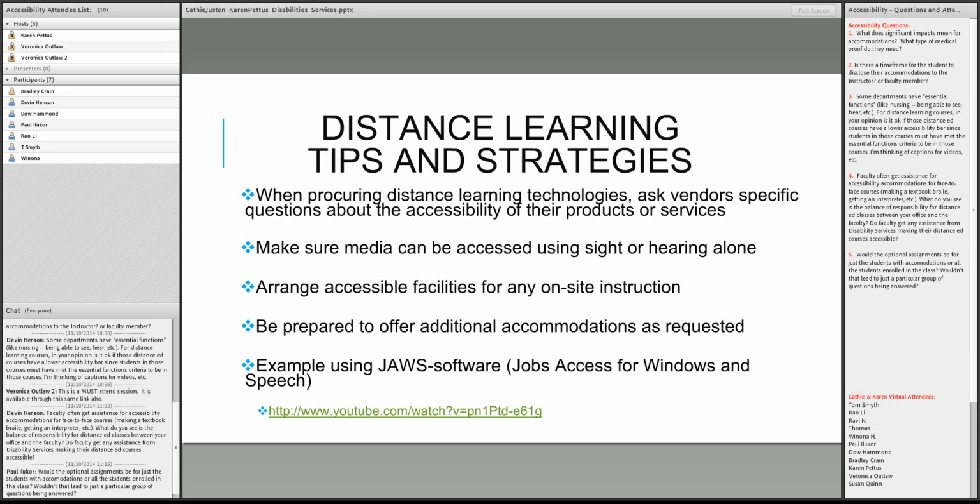Here's another question. Would the optional assignments be for just the students with accommodations or all the students enrolled in the class? Wouldn't that lead to just a particular group of questions being answered? I tend to make those assignments available to everybody so that no one feels like they're being singled out.